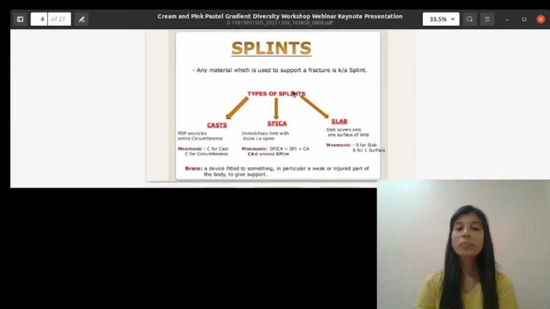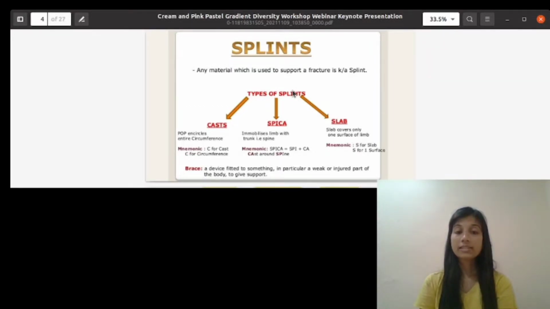Cast: POP in circles, covering the entire circumference. Mnemonic: C for cast, C for circumference. Spica immobilizes the limb with the trunk, that is the spine. Mnemonic: spica, spy means spine. Next is slab. A slab covers only one surface of the limb. Mnemonic: S for slab, S for one surface.